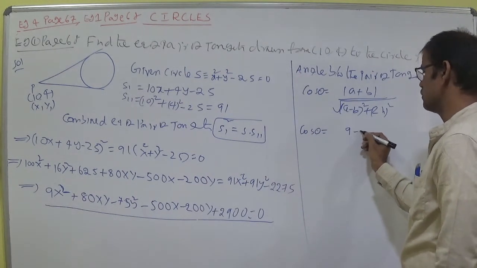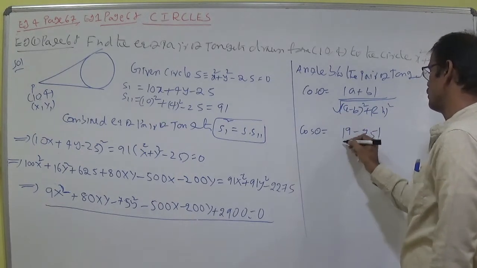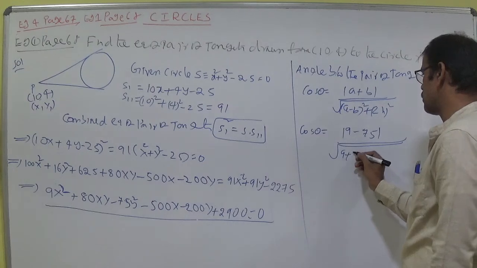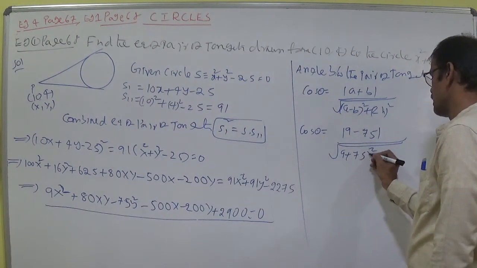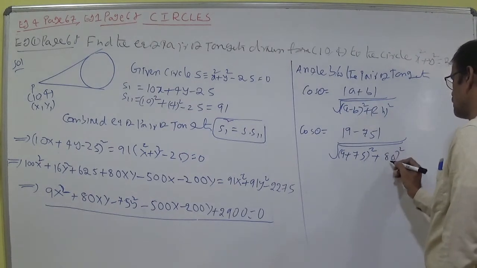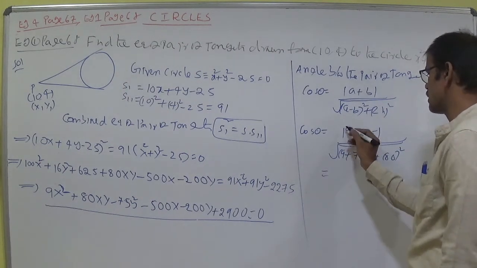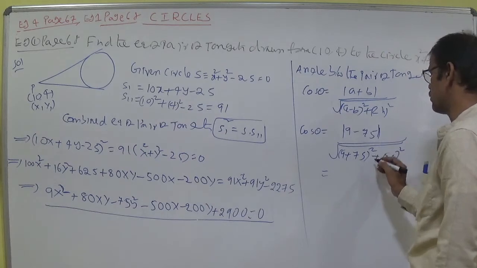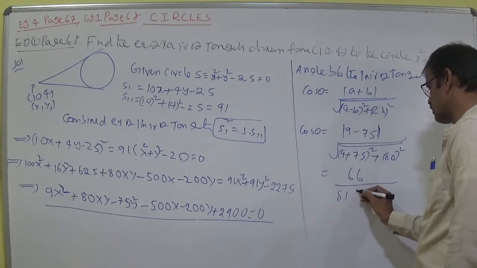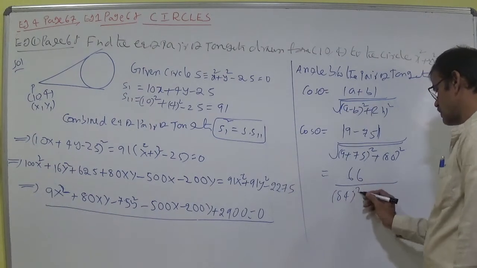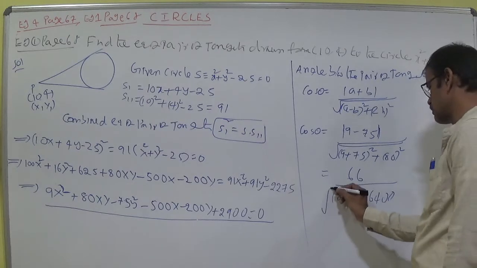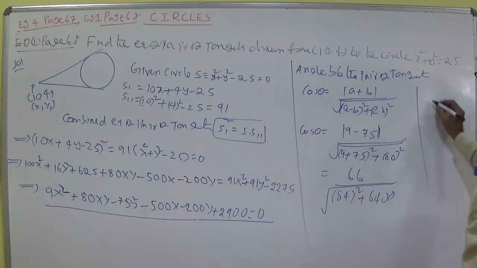Now you can write cos theta is equal to a plus b. What is a? 9. What is b? Minus 75, over modulus, by root of (a minus b) whole square, so it is 9 plus 75 whole square plus 2h, which is 80, direct 80, you write 80 whole square. This is 9 minus 75 modulus, so 66 you write here, over root of 84 whole square plus 80 whole square, which is 6400. 84 into 84 you calculate.